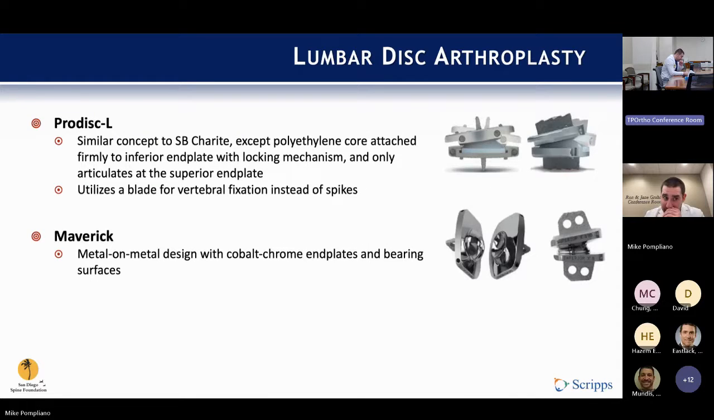So these are mostly the ProDisc or the Maverick, the two that I'll highlight. The ProDisc is a very similar concept with the polyethylene core attached to the inferior end plate, and then it only articulates with the superior end plate, which is a little bit different. And then the Maverick is metal on metal with cobalt chrome end plates and bearing surfaces.